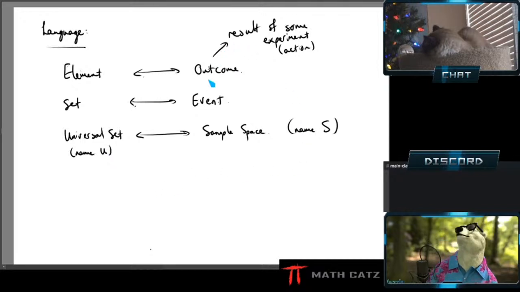So why do they make new words for things that we already know? I honestly cannot tell you. Just try and be different, I guess. But these words are interchangeable for us. So as soon as I get to something more practical, an action that's creating results, we call them outcomes. We call collections of these outcomes events, and we call the collection of all possible outcomes the sample space. Nothing is really different. Nothing is new. It's just the words that we use.